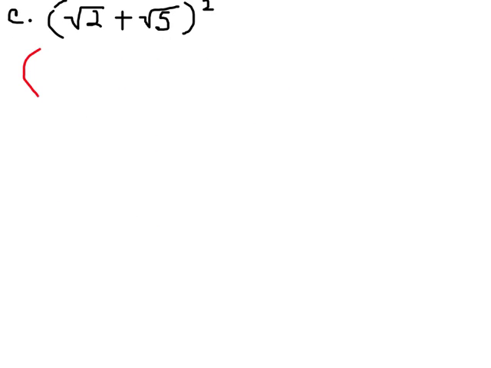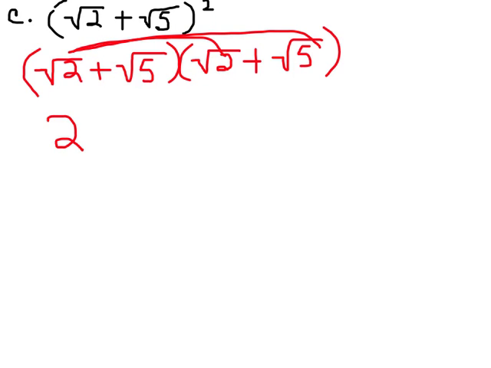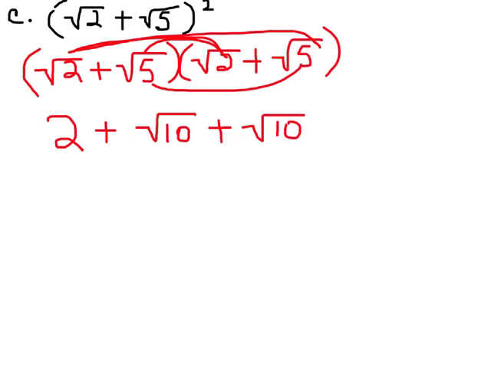Alright, so this is square root of 2 plus square root of 5, and that is squared. So we're going to write it out long form. Alright, first times first, the square root of 2 times the square root of 2 is 2. And the outside times outside, square root of 2 times the square root of 5 is square root of 10. And then inside times inside is also square root of 10. And the last terms, the square root of 5 times the square root of 5 is just 5.